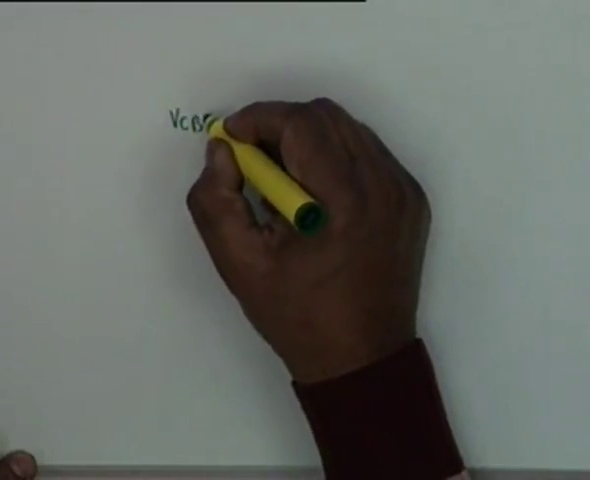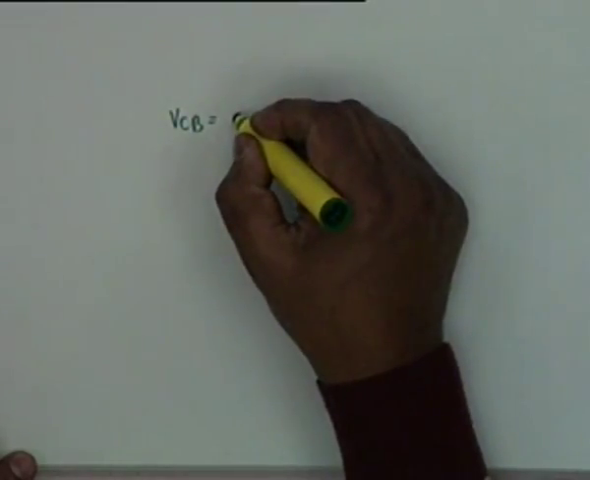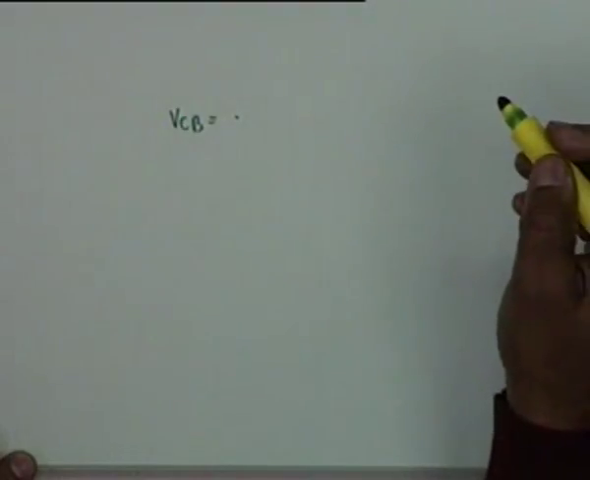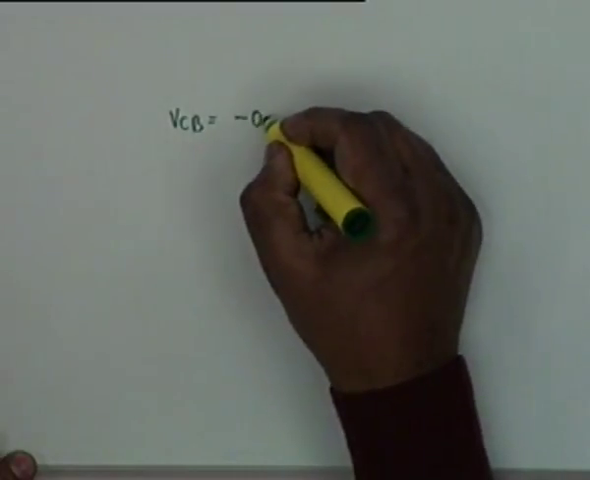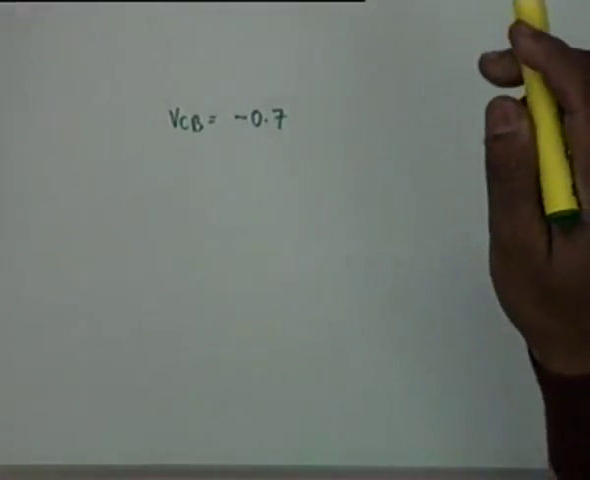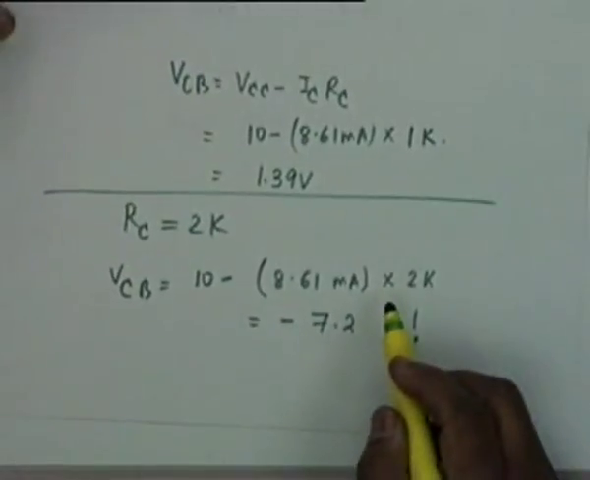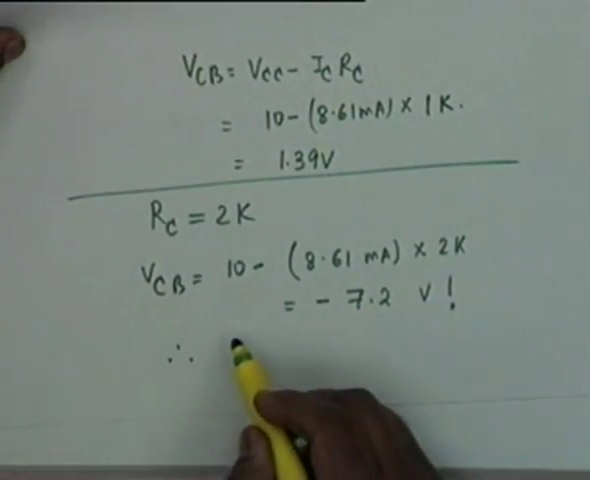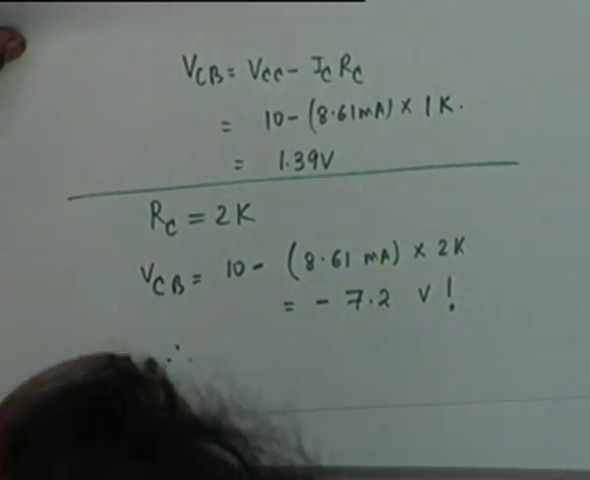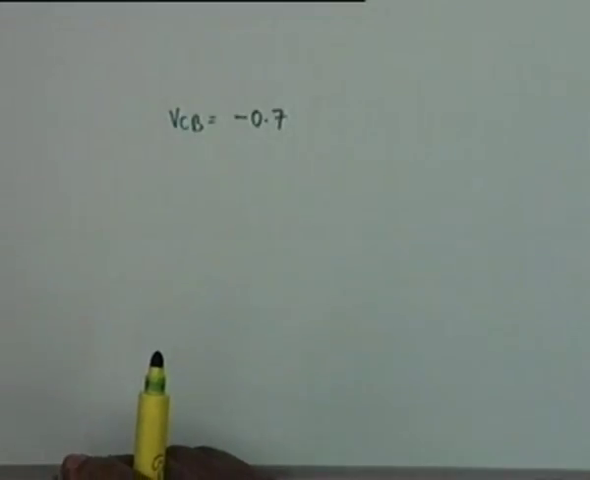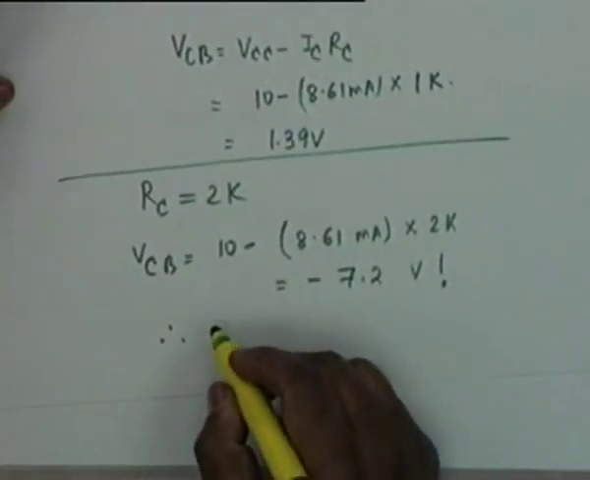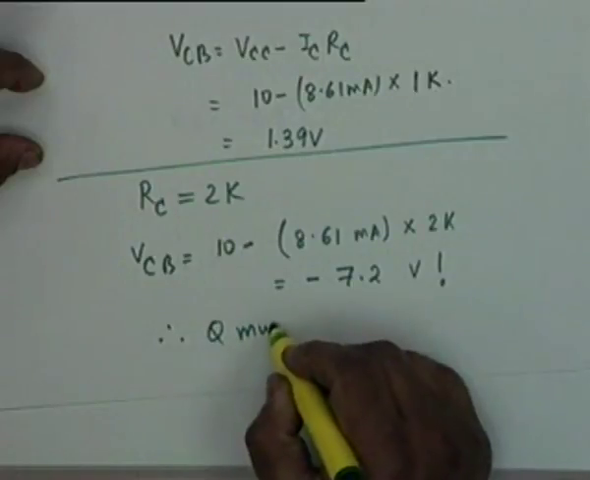Therefore VCB is equal to minus or plus? Minus 0.7. Your conclusion at this point, as soon as you find out VCB is negative, you should say therefore Q must be in saturation. Okay, Q must be in saturation. All right, let me write it down. Q must be, Q is the transistor.